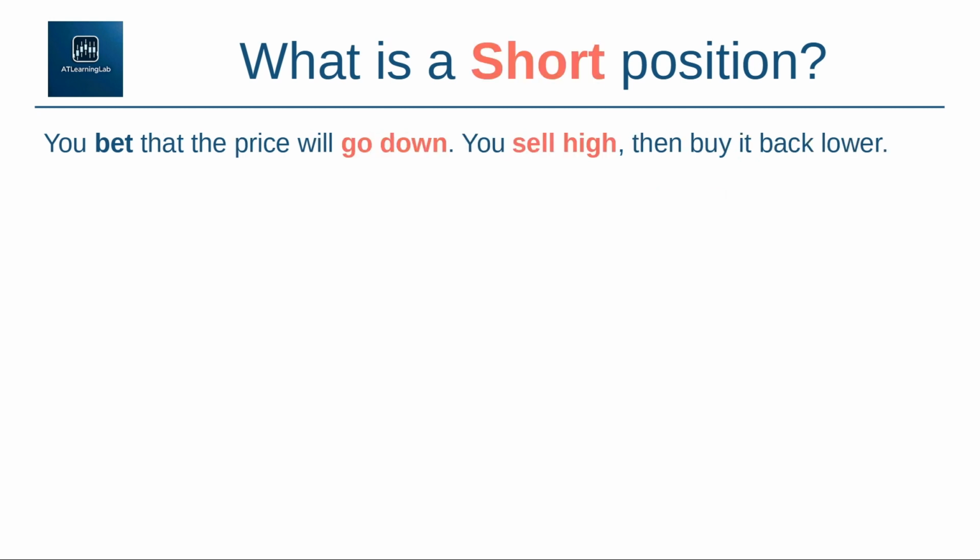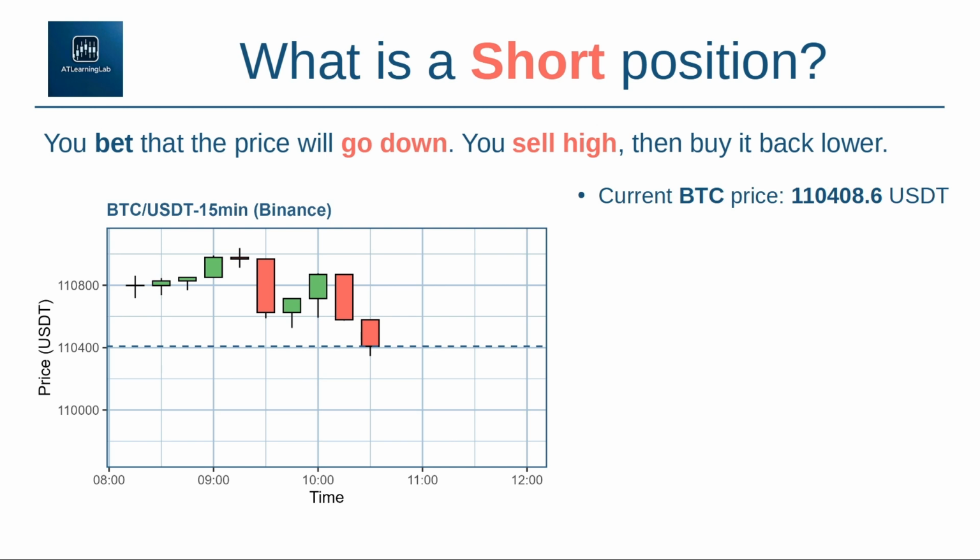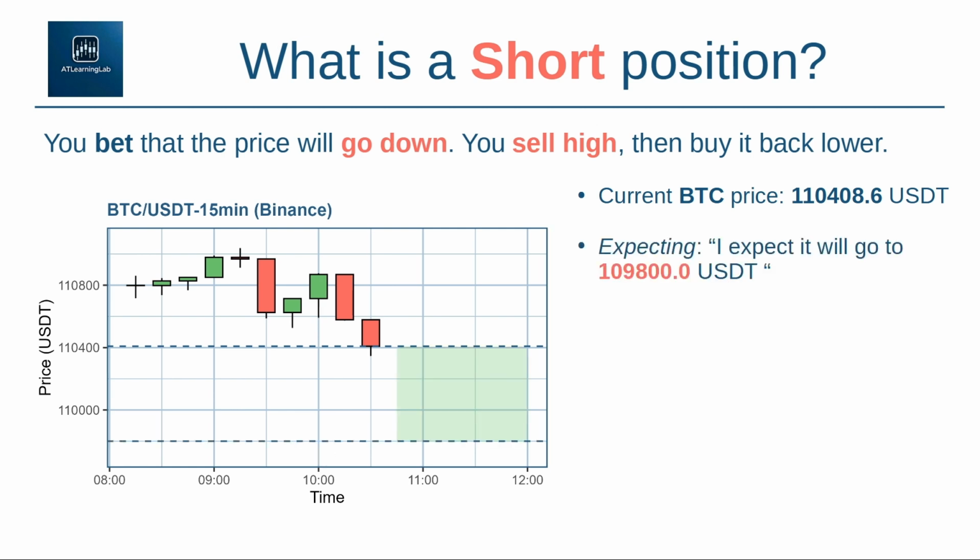Now let's go for the short position because it's a little bit more complex. Basically, you bet that the price will go down and you sell high and then you buy it back lower. So let's put the same graph again. This is exactly the same graph, but in a different view. The price is exactly the same, but here you say, I expect that the price will go down.